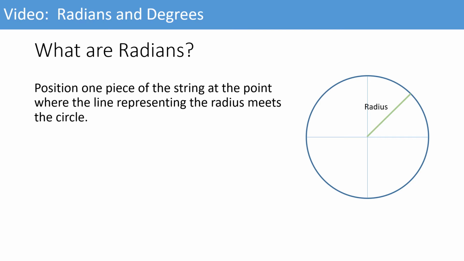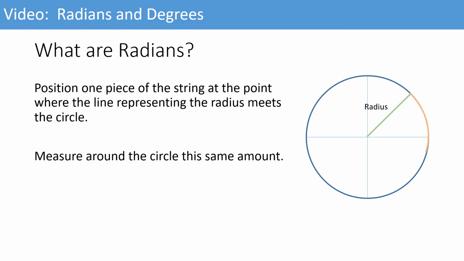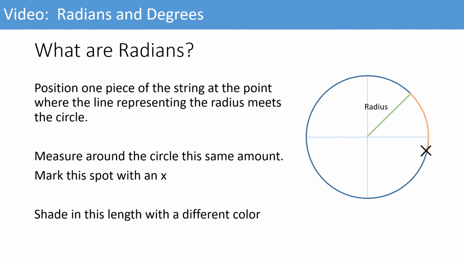Position one piece of the string at the point where the line representing the radius meets the circle. Measure around the circle the same amount, shown in gold. Mark this spot with an X. Shade in this length with a different color. This measure is called the arc length.